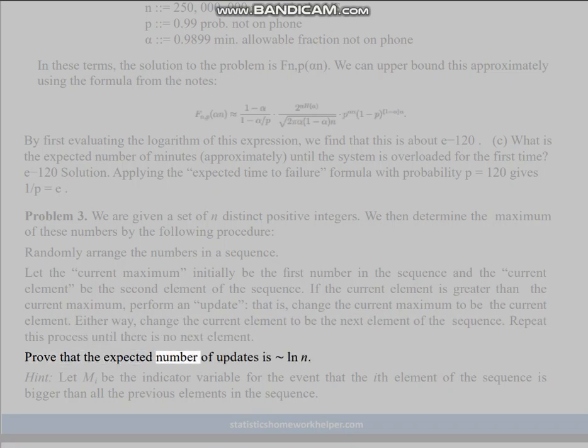Prove that the expected number of updates is ln n. Hint: let m_i be the indicator variable for the event that the ith element of the sequence is bigger than all the previous elements in the sequence.